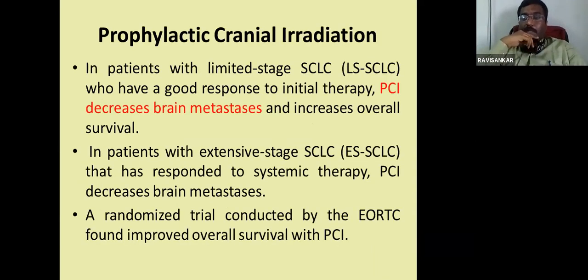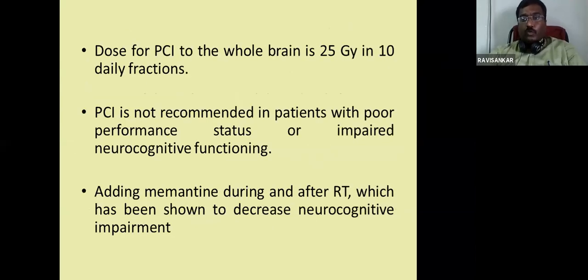So remember that these patients can have brain metastasis. So in both limited stage disease and extensive disease, prophylactic cranial irradiation is useful. Usual dose is 25 gray in 10 daily fractions. But any brain irradiation can cause neural impairment.